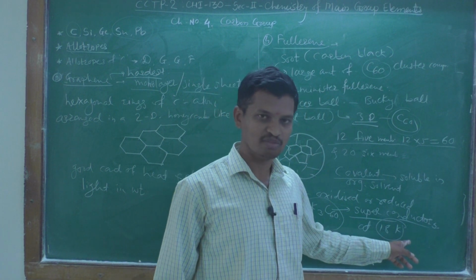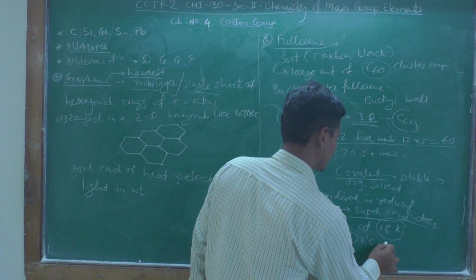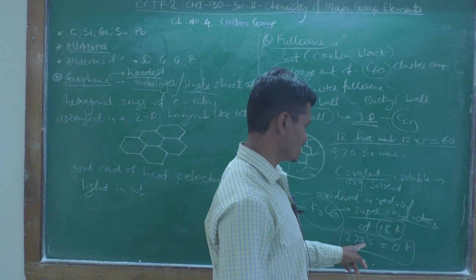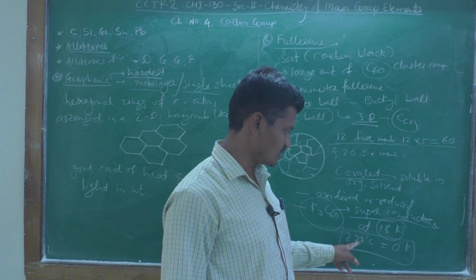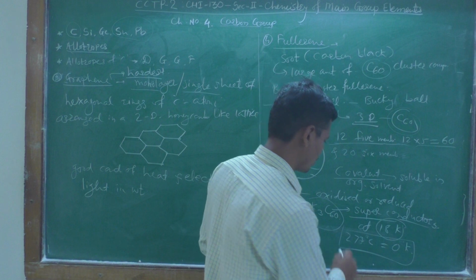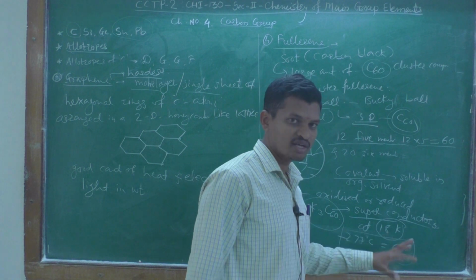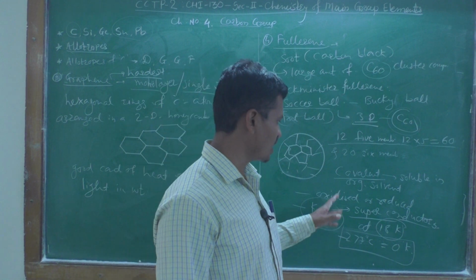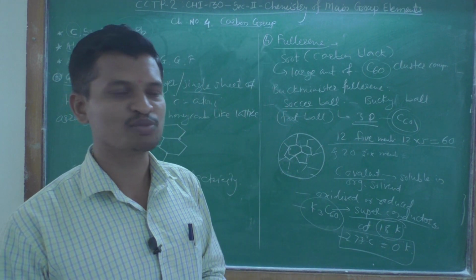At 18 Kelvin means this is a very low temperature. We know that minus 273 degrees Celsius is equal to 0 Kelvin. This is the relation. So 18 Kelvin means minus 273 plus 18, roughly minus 255 degrees Celsius. So you can convert this 18 Kelvin into degrees Celsius. This is a very low temperature, and at this temperature K3C60 acts as a superconductor. So these are some applications of this fullerene.